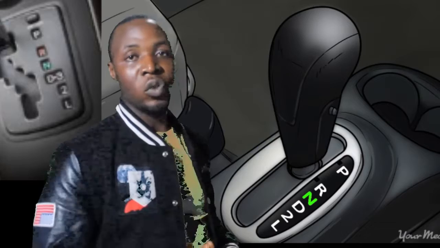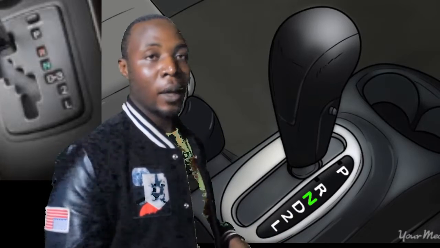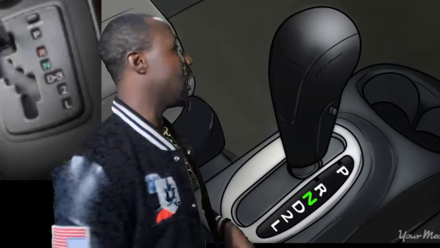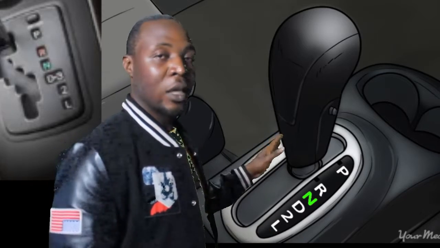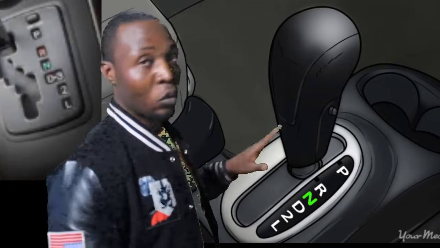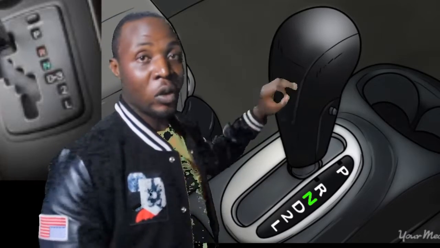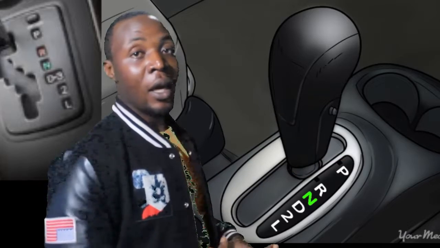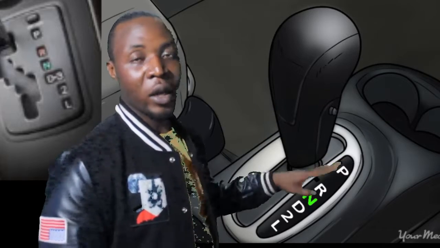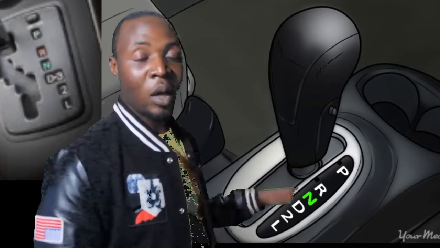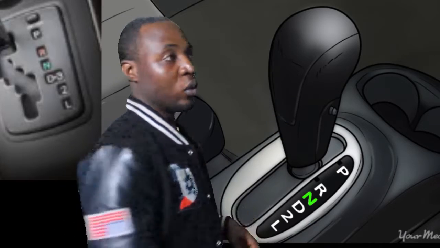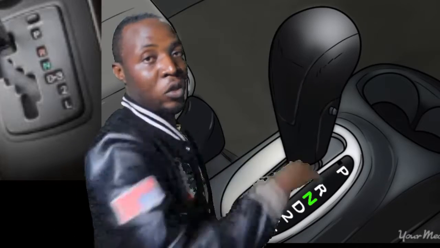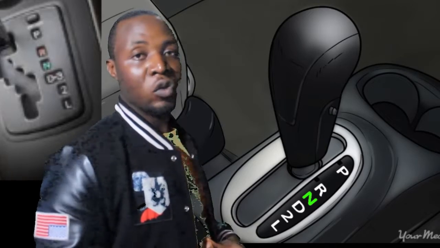N stands for neutral. In a manual car, if you want to neutralize the car, you clutch and you have neutralized it. But in an automatic car, there is no clutch. You just have to hold your brakes, then you take the selector and go to N. N is neutral, which means that you have neutralized the car. It means that the car is free. In a manual car, you clutch to neutralize the car, or you take the gear selector into the middle, then you have neutralized the car.